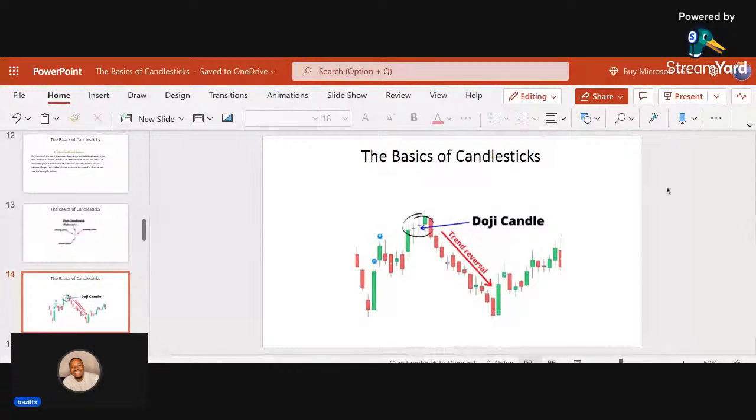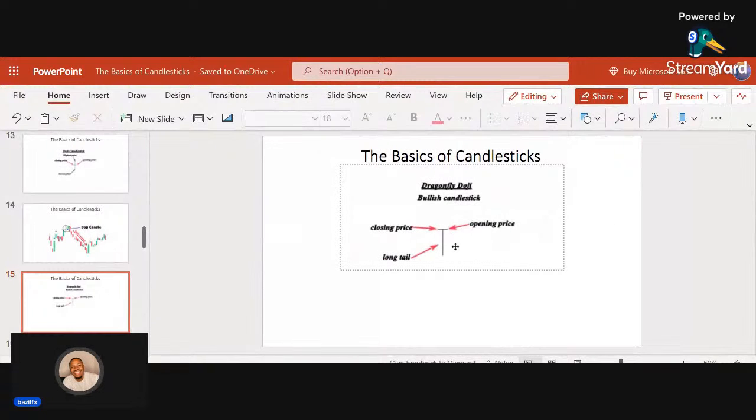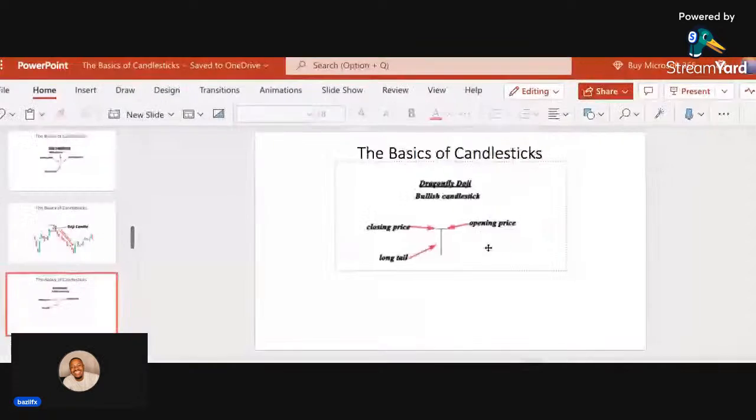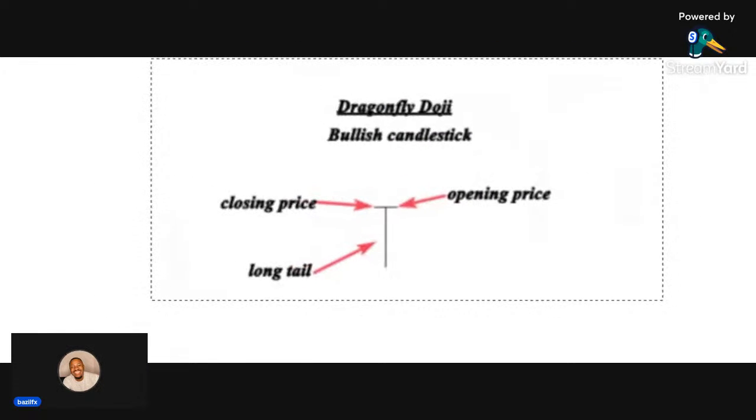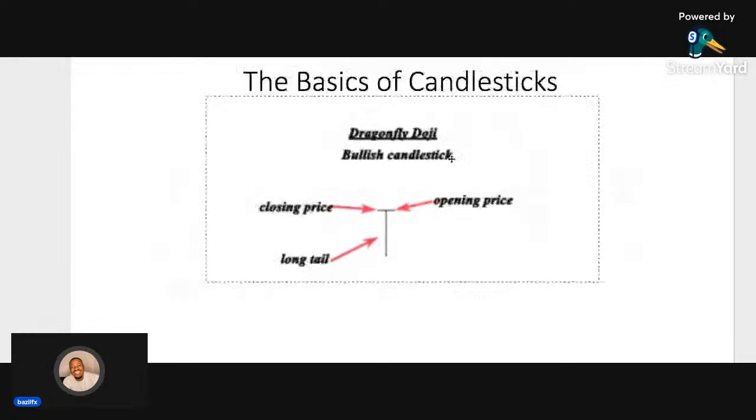Then the next one is called a dragonfly doji. This is the dragonfly doji. It's like a capital T. You can see it. As I told you, some of these candles just represent the same thing as the candles that I showed you at first.